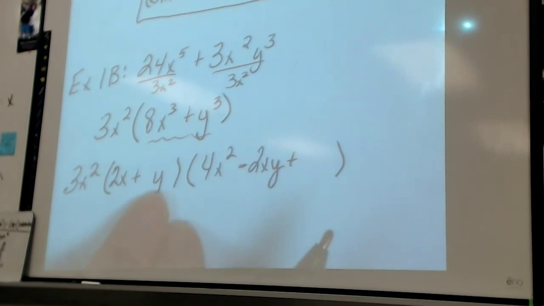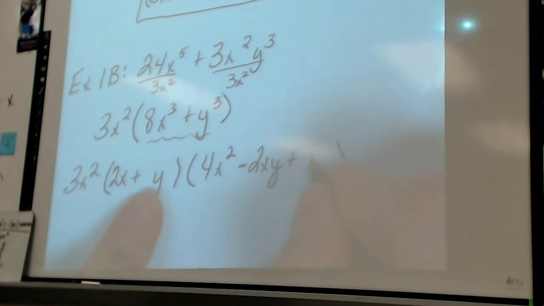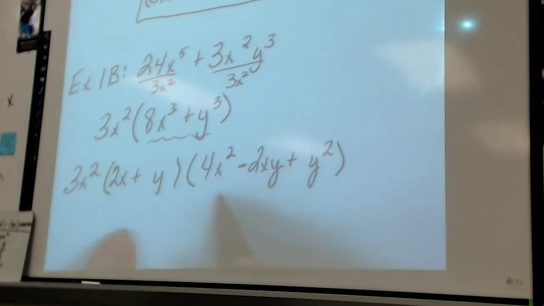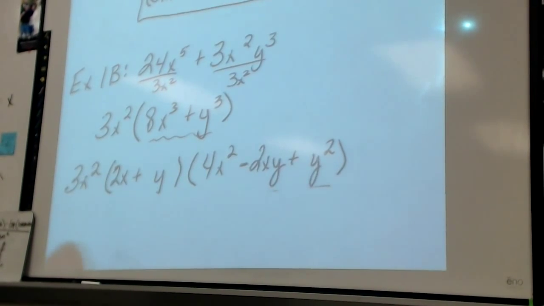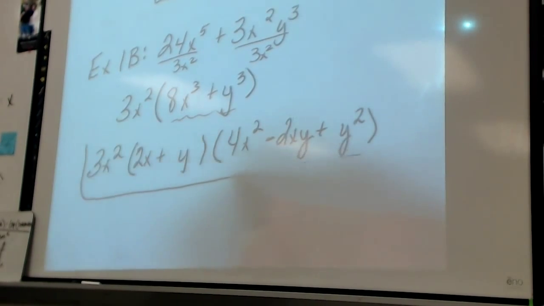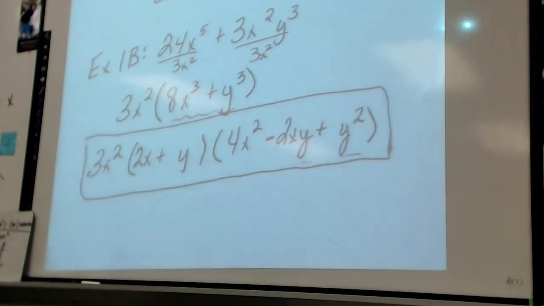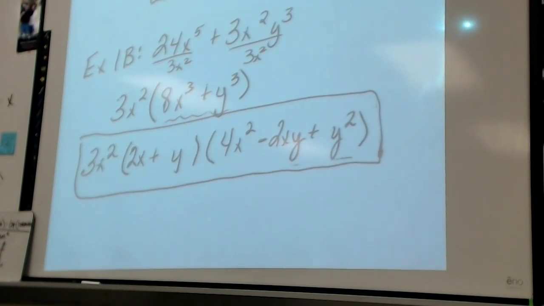And then we want to square the last one, y squared. And this is not factorable. So these are our factors. Now, if we were going to solve, we would set each one of these equal to 0 and solve. But right now, we're just going to work on the factoring. We need to get that part down first.